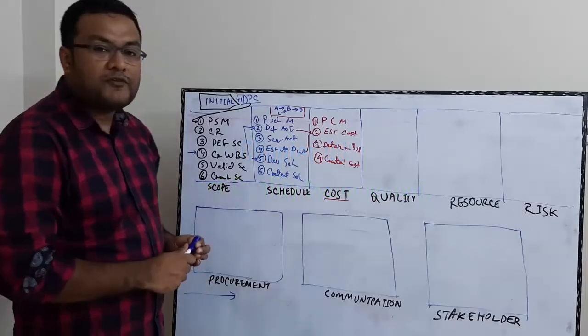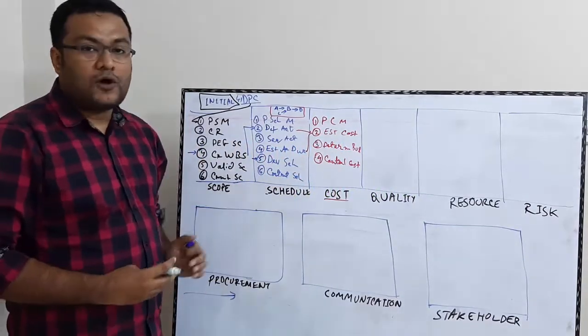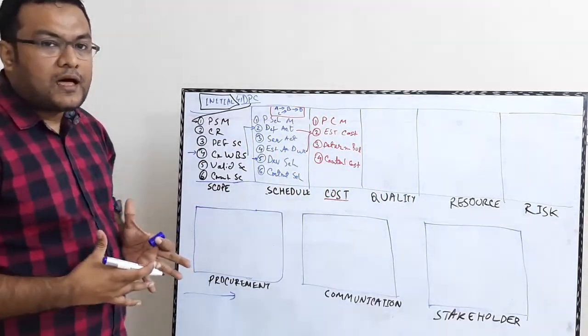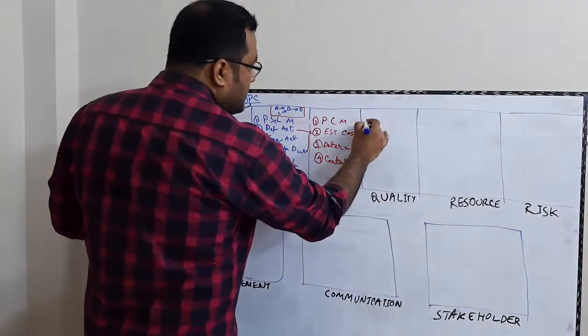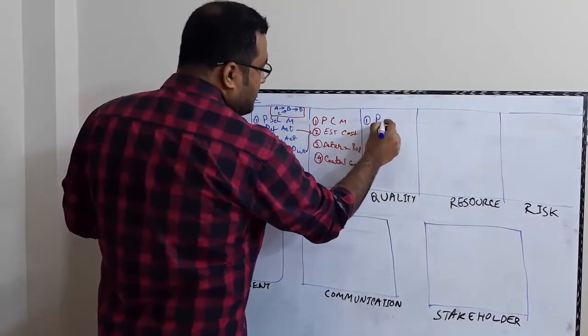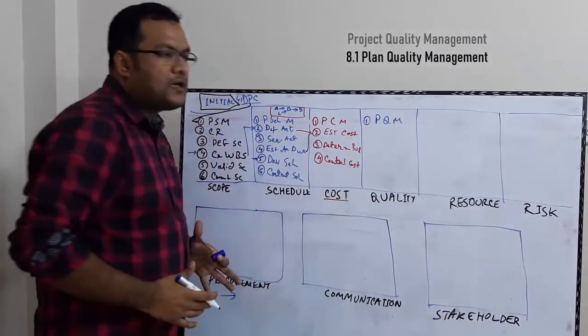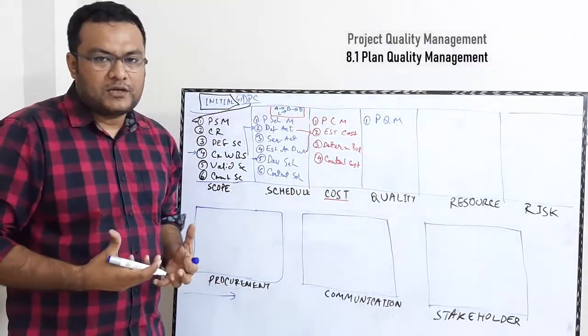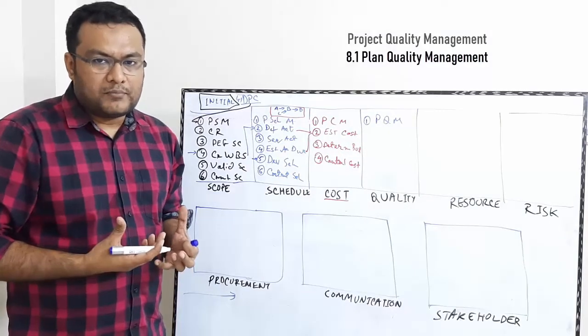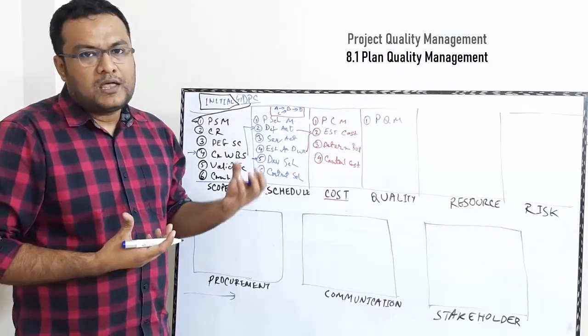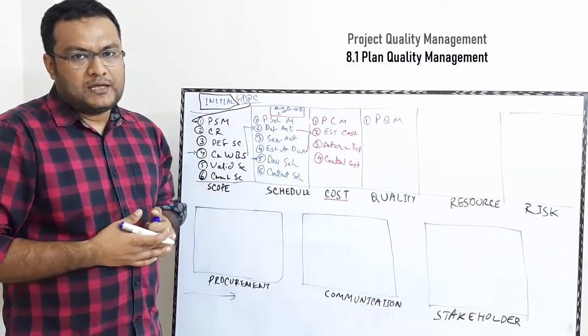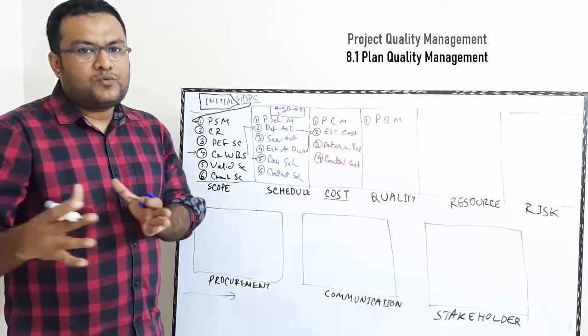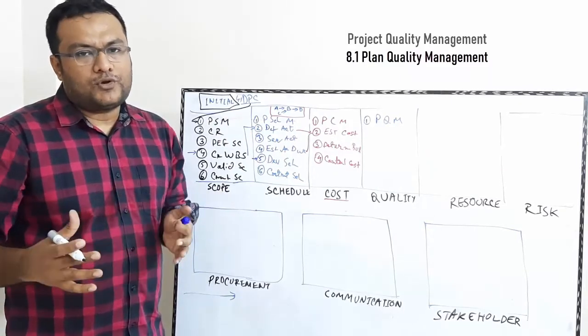Now that you have your scope, schedule and cost baselines, you can now define your quality parameters. What are the quality requirements? So the plan quality management basically answers what is the quality. What is the quality of my project? So we define the quality of each of the deliverables in plan quality management, and then we execute it while we are working, and we monitor across that.